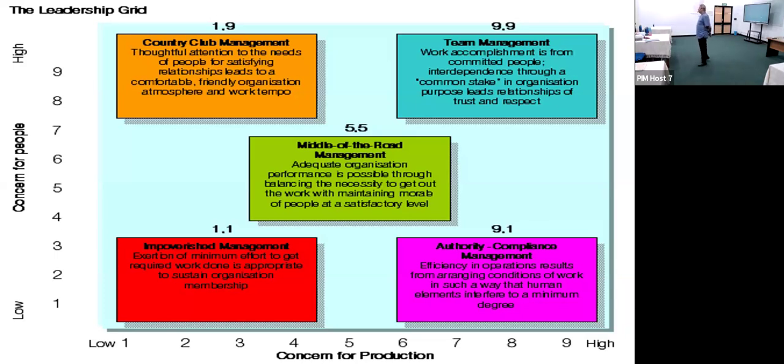Blake Mouton Grid. The same name will not be there, saying concern for people, concern for production. I know there's a questionnaire. Find that, and then you can locate where you stand. Can I leave that as homework for you? Find that, and then you can plot your people score and production score.